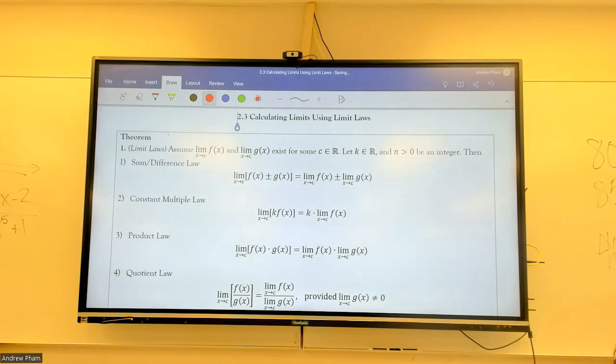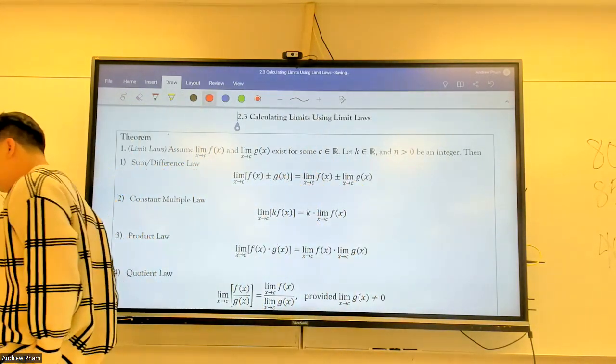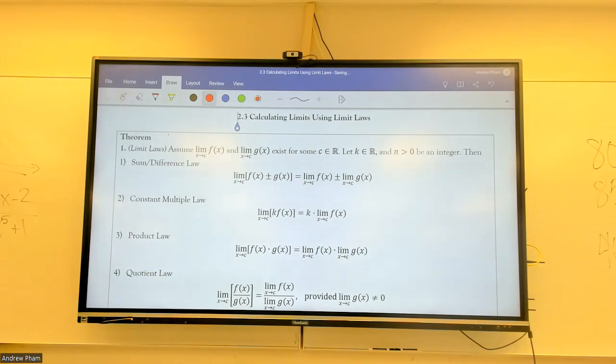And based off those first three, you can probably guess what's going to happen for the quotient law. It's pretty much going to be the same idea. I'm allowed to split this operation into individual limits. The reason I'm introducing these limit laws is that if I have something very complicated, a very big function, by using these limit laws, I can break it down into smaller, more manageable pieces.